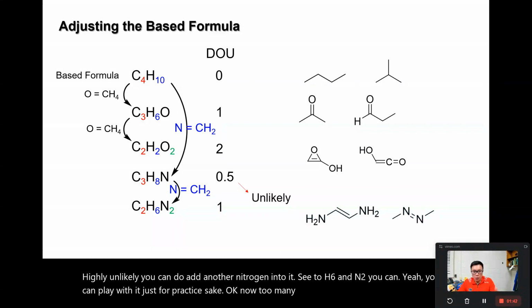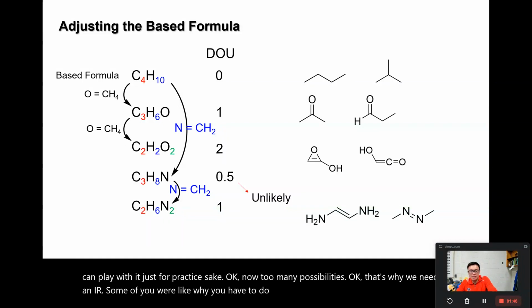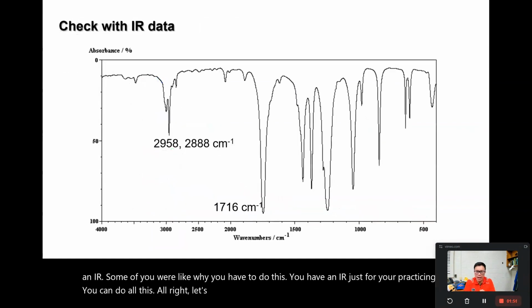Okay, that's why we need an IR. Okay, some of you were like, why do you have to do this? You have an IR just for your practicing. You can do all of this. All right. Let's take a look at the IR. Okay, it helps us so much. In IR, tell you what you get.